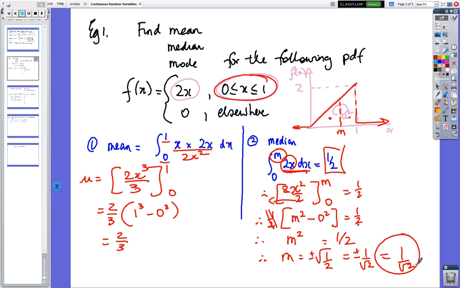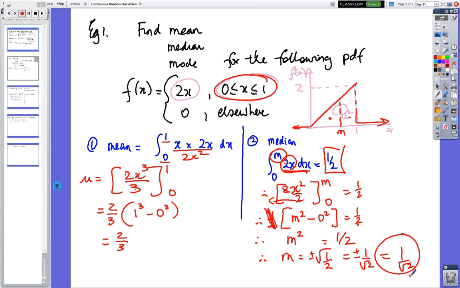Okay, so I forgot 2x squared just turns into 2x squared over 2, which is just x squared. So there was no half. So I get m squared equals a half. M equals plus or minus a half, which is plus or minus 1 on root 2. And we can't have the negative, it's just the positive. Okay, so that's going to be the median.